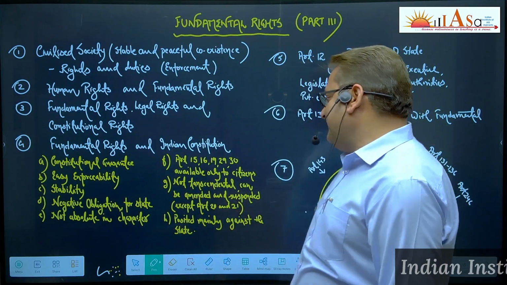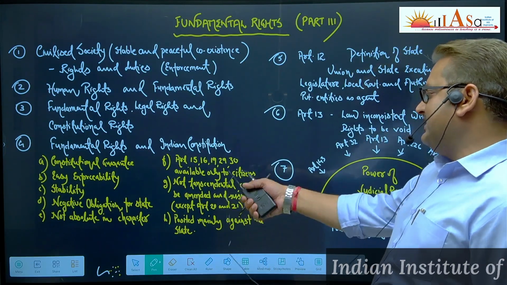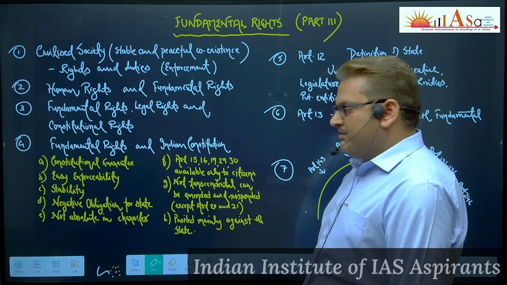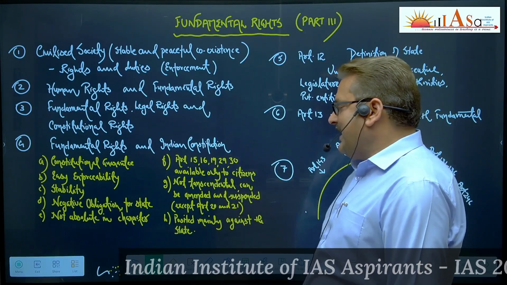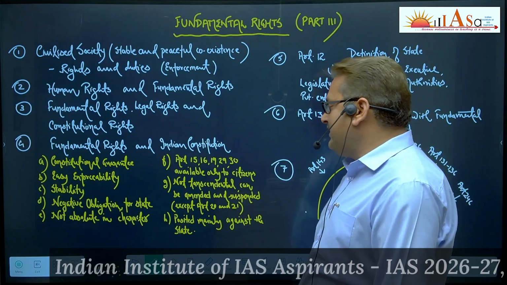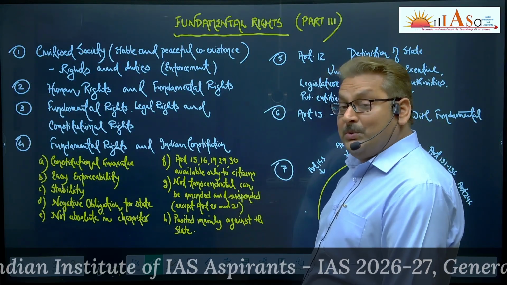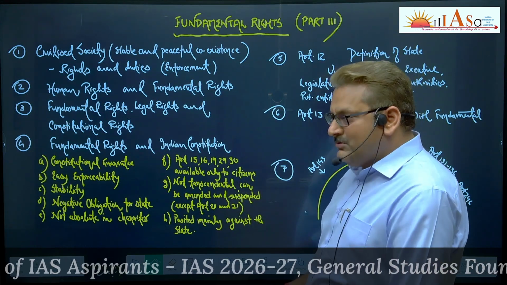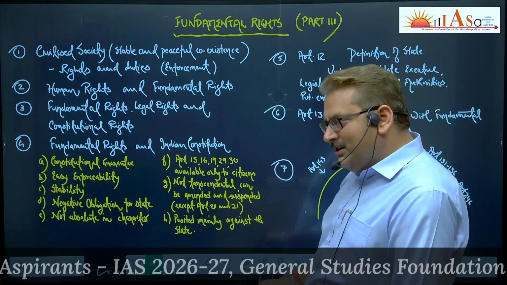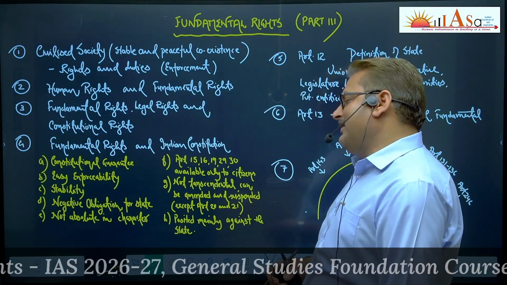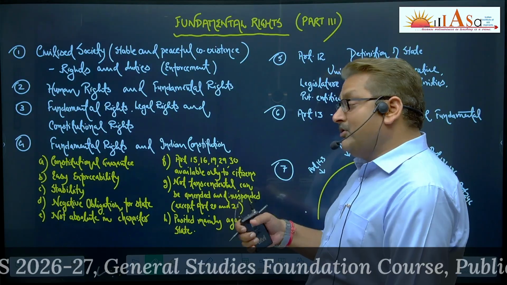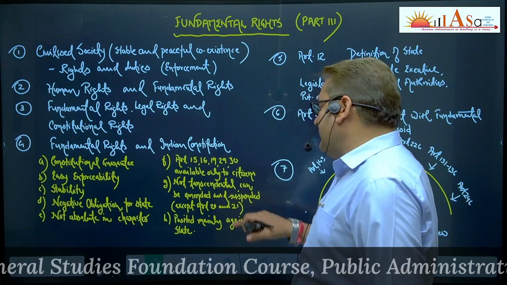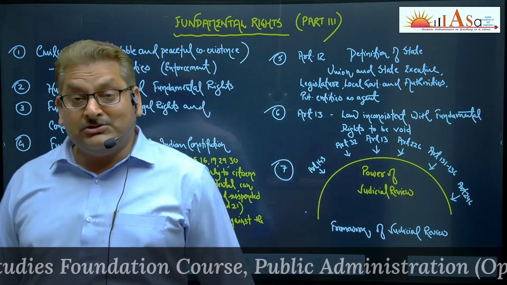Next, Articles 15, 16, 19, 29, 30: these fundamental rights are available only to citizens. Article 15, prohibition of discrimination in all matters. Article 16, equality of opportunity in matters of public employment. Article 19, right to freedom, six freedoms, याद करो, कुछ पढ़े होगे थोड़ा बहुत। Article 19: freedom of speech and expression, freedom to assemble, freedom to form associations, freedom to move freely throughout the territory of India, freedom to follow any profession or occupation, and to settle down anywhere within the territory of India. Then Articles 29 and 30, your cultural and educational rights.